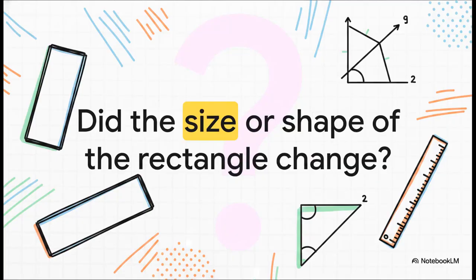And here's that key question again. We spun it, right? But did we actually change the rectangle? Did we stretch it out? Did we squash its corners? Is it fundamentally the same rectangle?